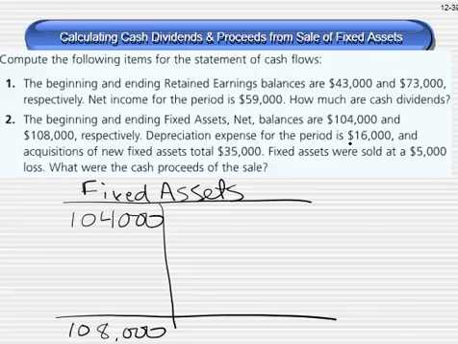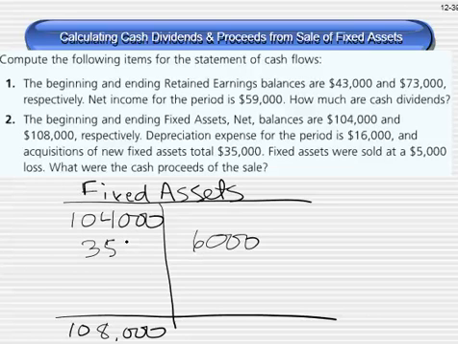Alright, then it says depreciation expense for the period was $16,000. Remember, that's going to reduce our fixed assets. So that will be a credit. And then acquisitions of new fixed assets totaled $35,000. Well, that would be added here on the debit side, any acquisitions. Fixed assets were sold at a $5,000 loss. What are the cash proceeds of sale?